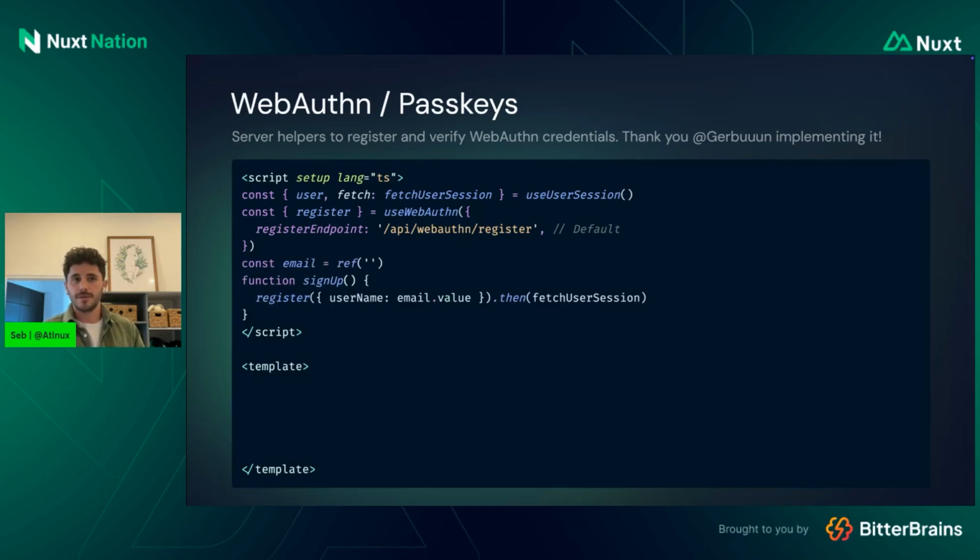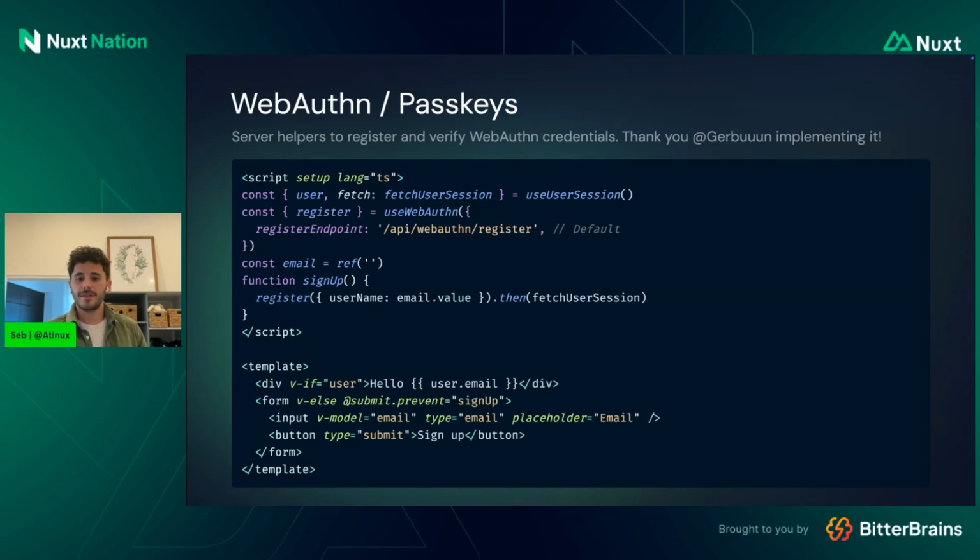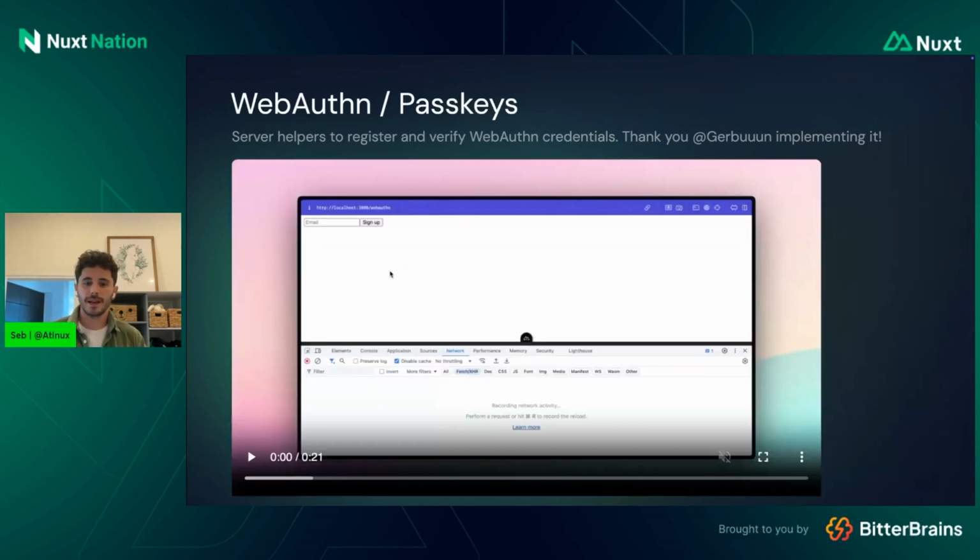Here, I want to sign up with an email, and I'm creating the sign up function, which will be used by my form that is calling the register function. And then I'm refreshing my user session. And some HTML here. If we're connected, I'm displaying the email. Otherwise, similar to the password, I have a form with the email. And let's see the final result in video.